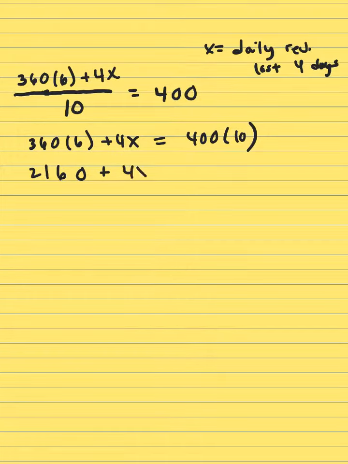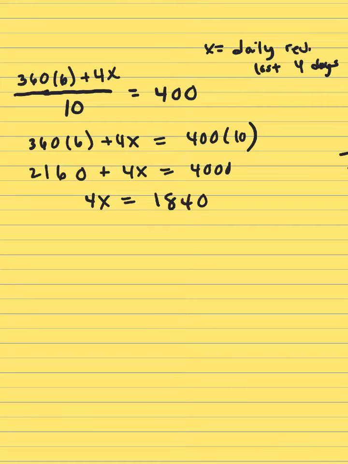plus 4x equals, I'm going to go ahead and multiply it out, 4,000. And then 4x equals 4,000 minus 2160. That's 0, and that's a 3, and that's a 9 and a 10. That's nastiness. That's 1840.